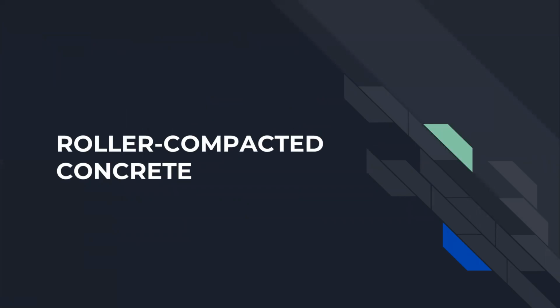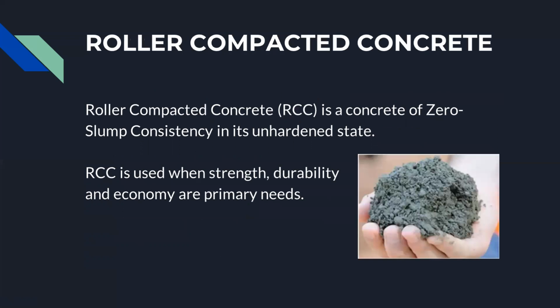Now let's have the roller compacted concrete. It is a concrete of zero-slump consistency in its unhardened state. RCC is used when strength, durability, and economy are primary needs.